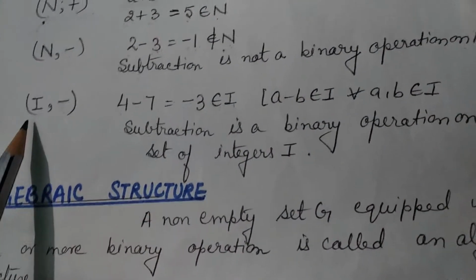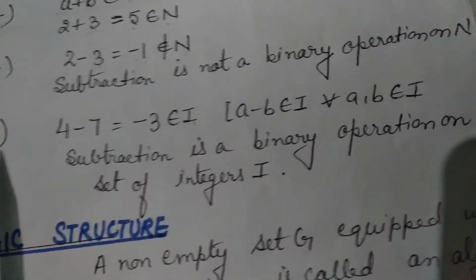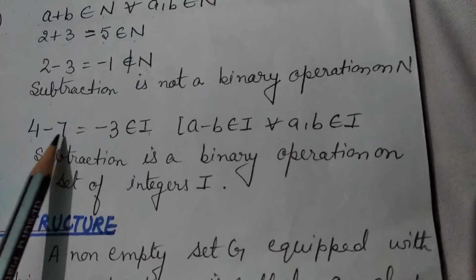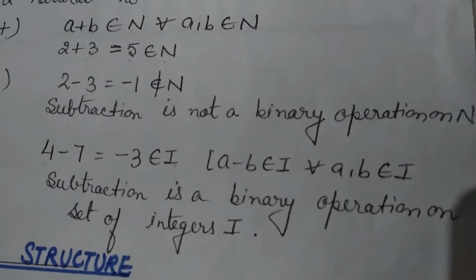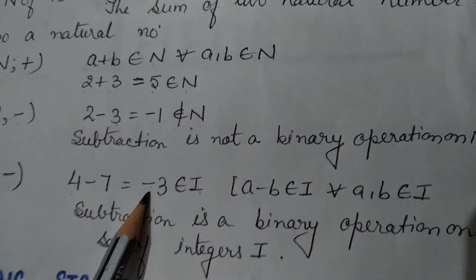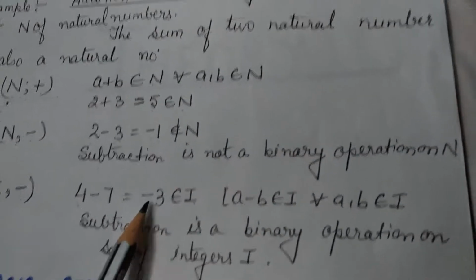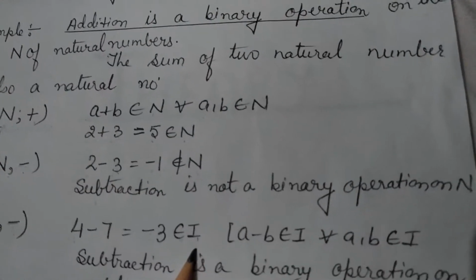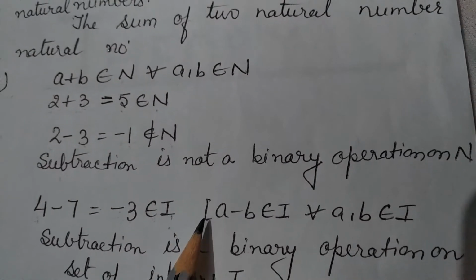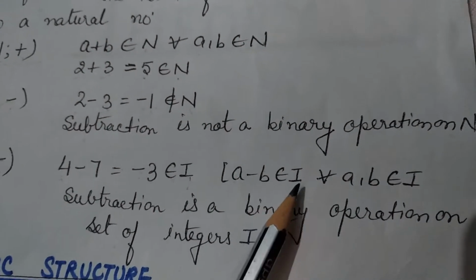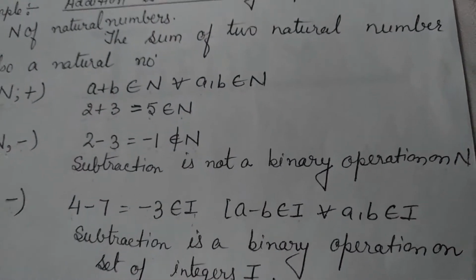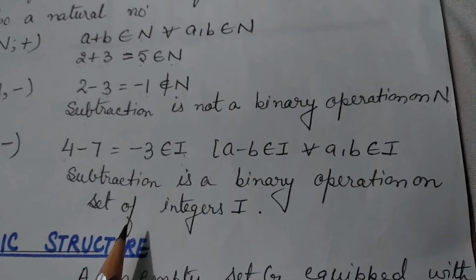Let us take the set of integers with subtraction. Two elements 4 and 7 belong to the set of integers I. When we subtract, we get minus 3 and minus 3 belongs to the set of integers. So for all a, b belonging to the set of integers, a minus b also belongs to the set of integers. Therefore, subtraction is a binary operation on the set of integers.